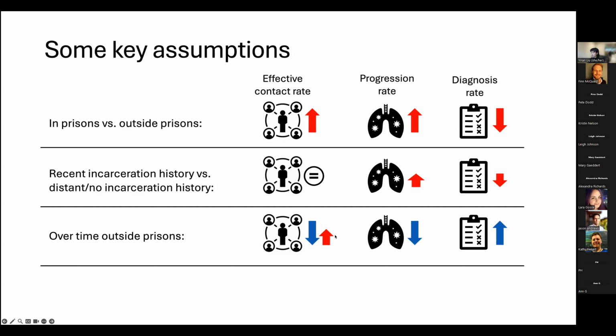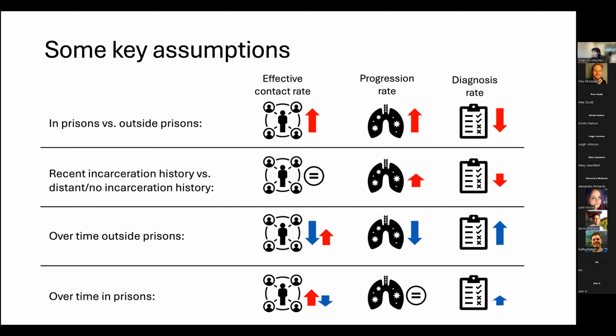Now this smaller red arrow here for the effective contact rate is for two countries, Argentina and Mexico, in which the estimated incidence in the entire population has actually been steadily increasing, albeit slowly, since about the year 2010. So we also assumed that was due to a slight reversal of the historical decline in effective contact rates.